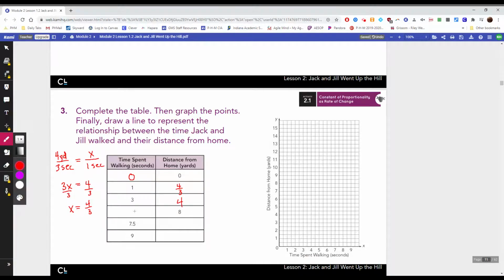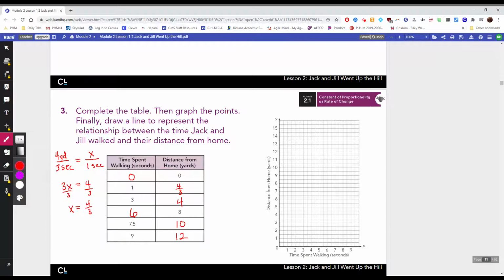In how many seconds does it take them to travel 8 yards? You can use a proportion just like this. You should find that it was 6 seconds. For 7.5 seconds, again, you can use a proportion. You should have found that it was 10 yards. And after 9 seconds, you should have found it was 12. Please let me know if you need some help on identifying those blanks in that table.